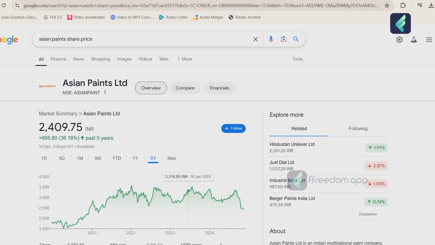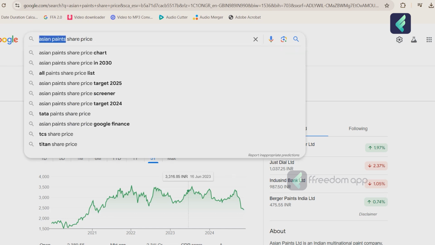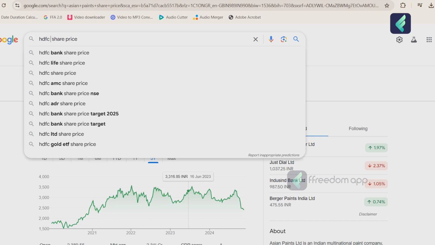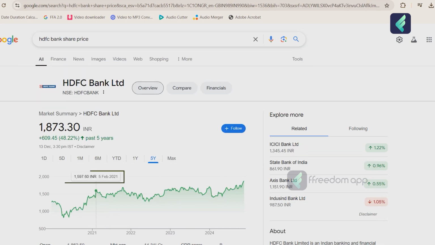I'll discuss it. The next stock we are discussing is HDFC. If you had invested on 2021 February 5th, the stock price was 1,597. Consider 1,600. Now the stock price is 1,873. After 4 long years, the returns given by HDFC are not so great. Even if you consider the past 5 years, the return is 48.2%, maybe 9.5% odd, which is not meeting the expectation that if we invest in the stock market, we can get double-digit growth. That's not the case here.